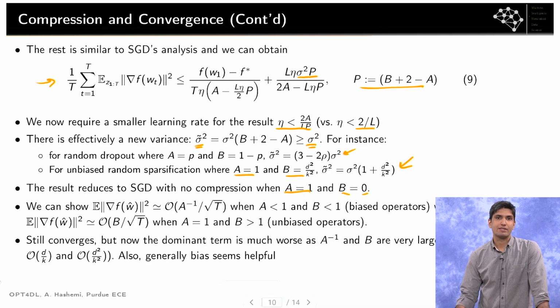All right, so another remark is that if I set A to be 1 and B equal to 0, I should get back the result we had before for SGD, because A equal to 1 and B equal to 0 means that I'm not compressing at all. And indeed, that will be the case. Okay, so we will get back the result we had before for SGD.